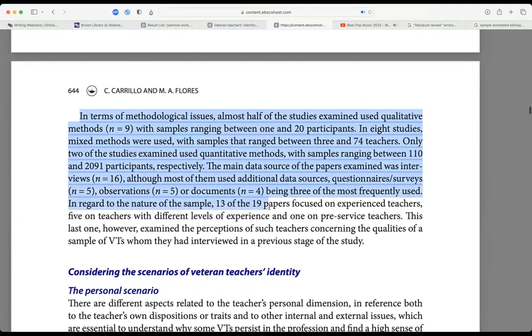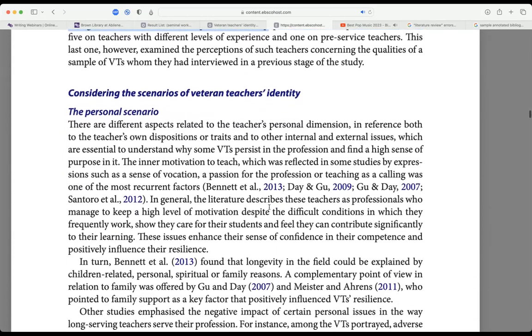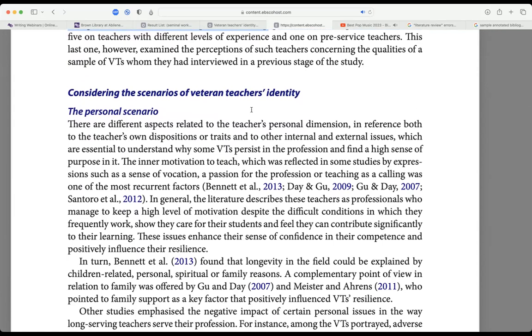Here are some helpful numbers. You're not required to have this, but it's helpful for demonstrating the breadth of your literature review. And if you're commenting about there being gaps, say that you're going to do a quantitative study because there weren't many found, that's very helpful for justifying what you might be doing in chapter 3. And you can see that they have described several scenarios here that they've collected in subsections of this larger topic.